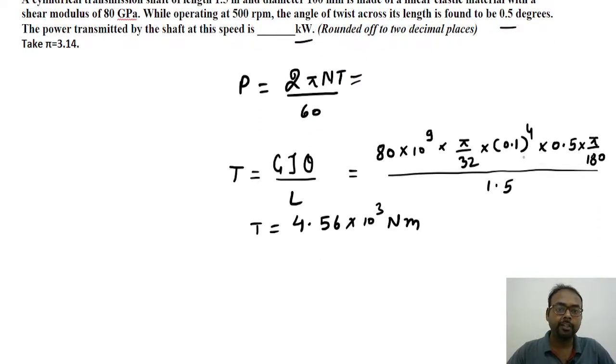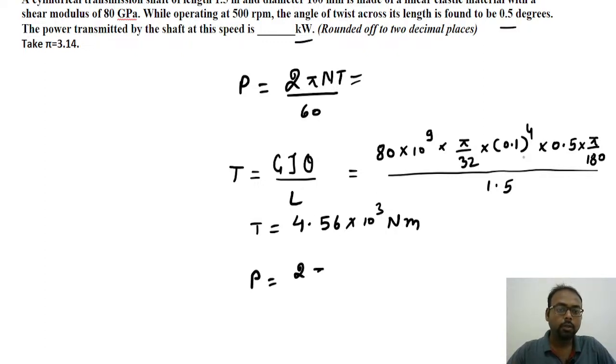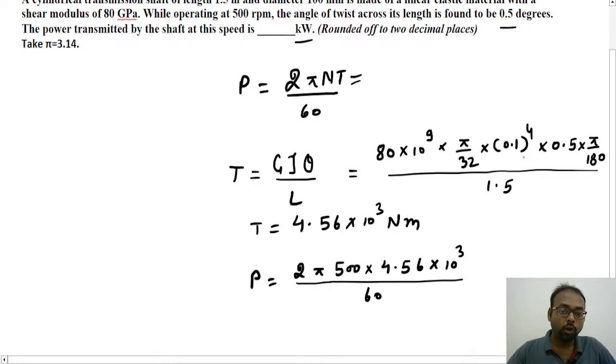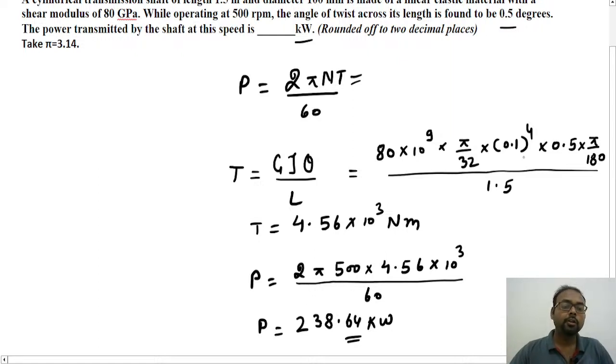Now the only thing we need is the final value P. So we put all the values here. 2 pi n is 500, into T, which is 4.56 into 10 to power 3, divided by 60. When we solve this in kilowatt, we get the power value as 238.64 kilowatt. So this is our final answer. The power transmitted by the shaft will be 238.64 kilowatt.